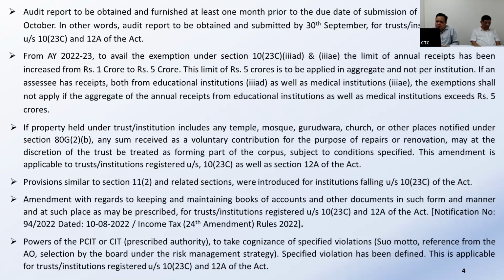Then, as we all are aware, audit report dates have been introduced. Audit report date is 30th September. In other words, 1 month before the date of filing, as we can file the returns up to 31st October, but the audit report has to be obtained by the 30th of September. This is for both 10(23C) as well as 12A organizations. And I will add here, earlier there was no requirement of attaching audited books of accounts, income and expenditure, and balance sheet. Now since last year, while uploading Form 10B, they are asking for audited income and expenditure and balance sheet.